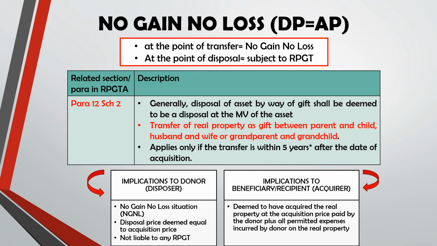Okay, only when the transfer by way of gift is between connected persons: parent and child, husband and wife, grandparent and grandchild. For the beneficiary, recipient or acquirer, he or she is deemed to have acquired the real property at the acquisition price paid by the donor plus all the permitted expenses (PE) incurred by the donor on the real property. So that will be the deemed acquisition price. You see the star for the 5 years, I will explain further.